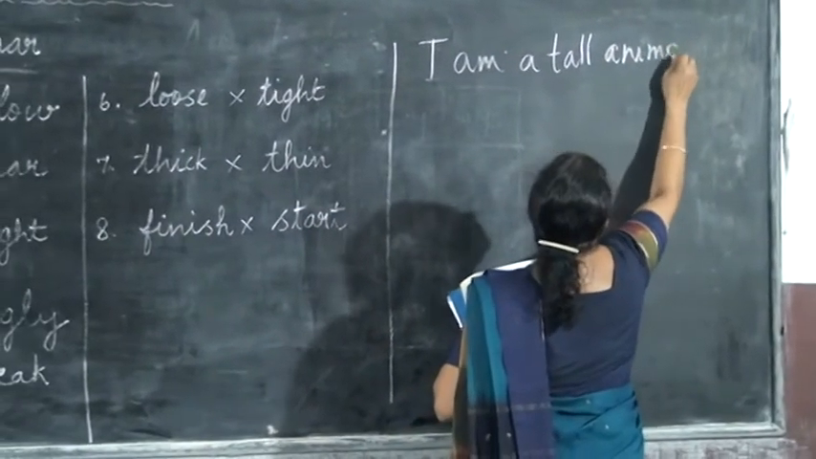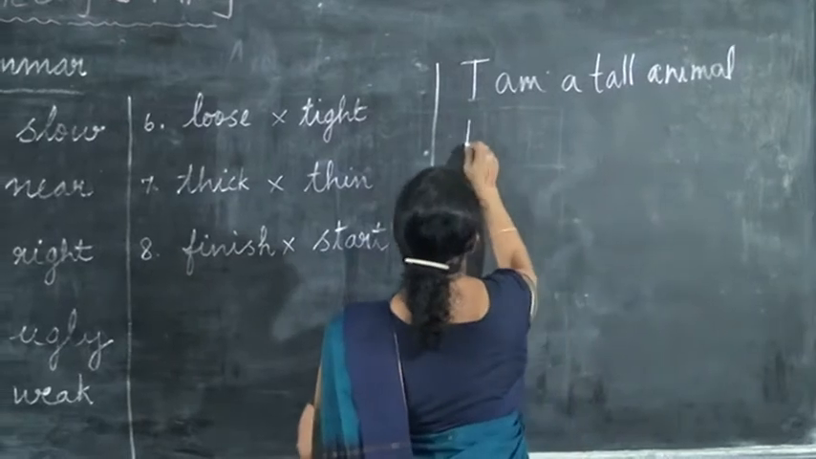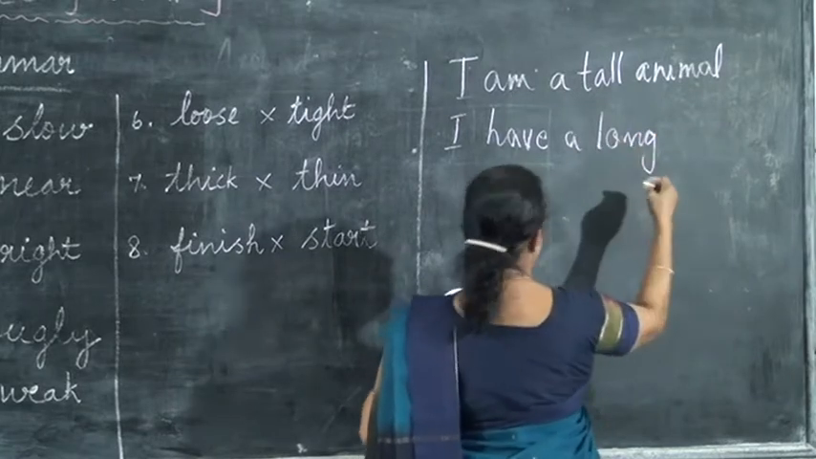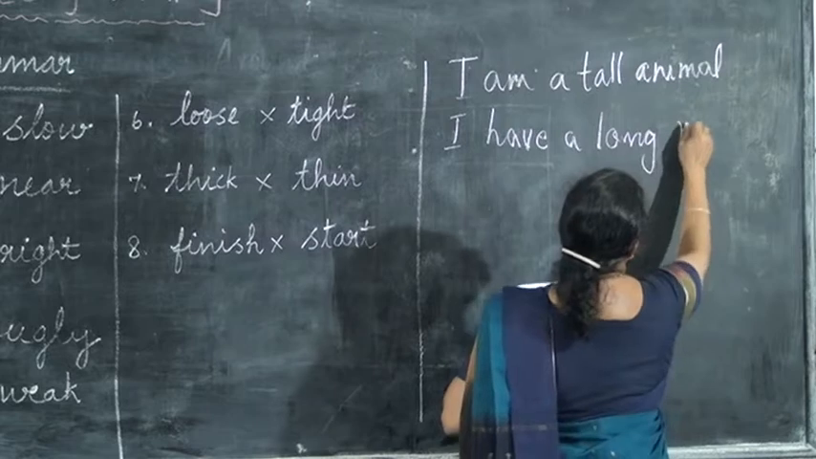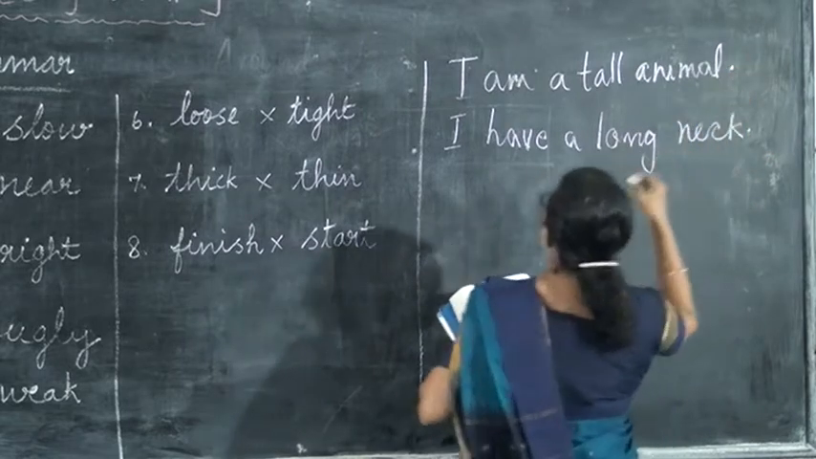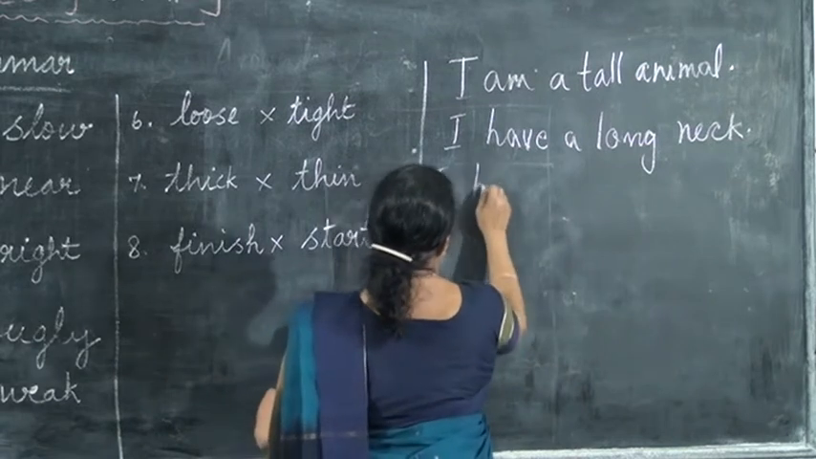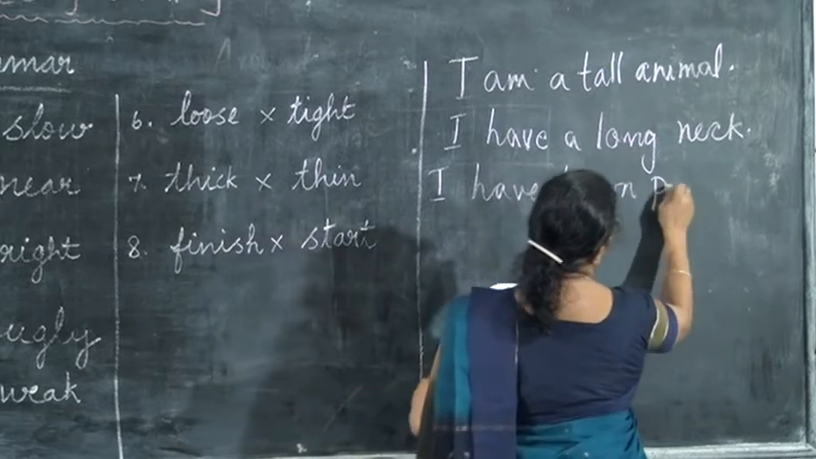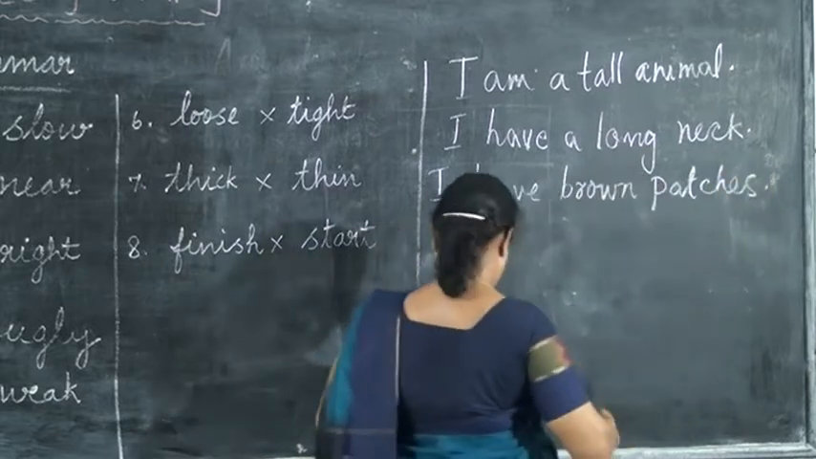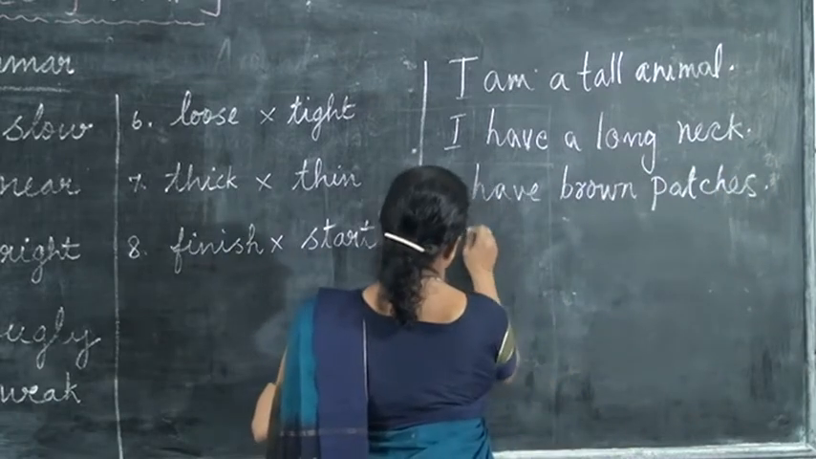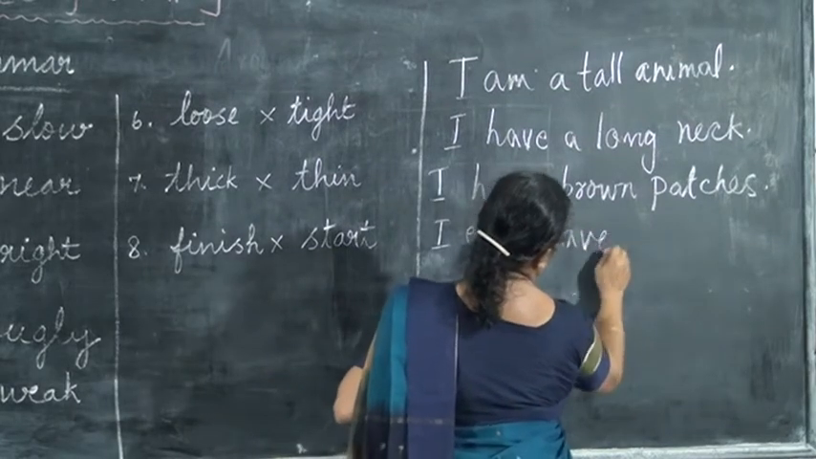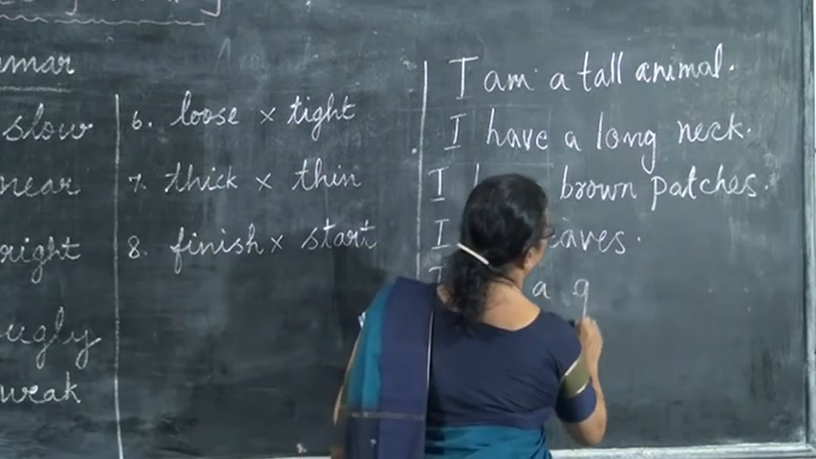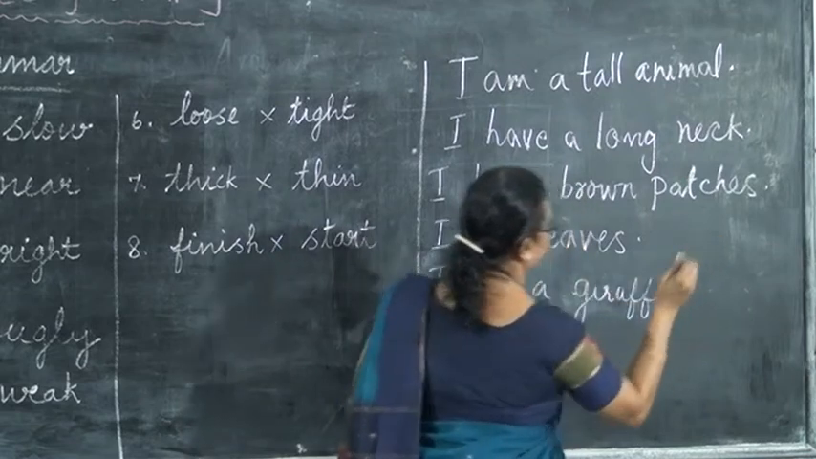I am a tall animal. I have a long neck. I have brown patches. I eat leaves. I am a giraffe.